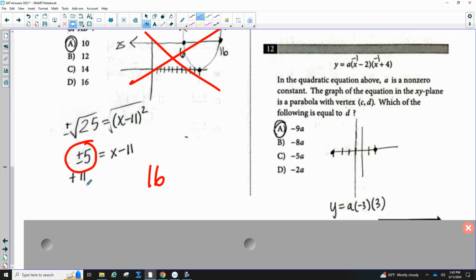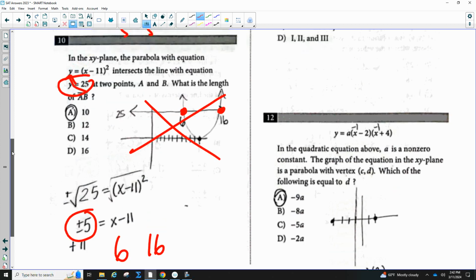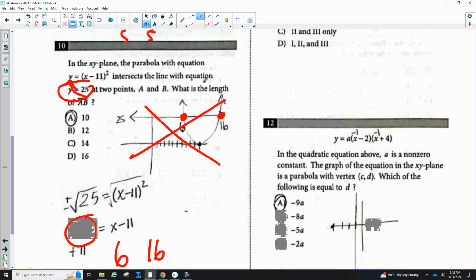Okay, if you are looking at a graph, and then they, of course, ask you a nice little tricky question, okay? So it says intersects with this at 2 points, A and B. So this is the point A and the point B. What is the length of AB? Well, that distance is 10, okay? So it is a parabola. That might help you visualize it if you remember, shifted to the right 11, and it just goes up, okay? And then you're just looking for the distance between those 2 points.